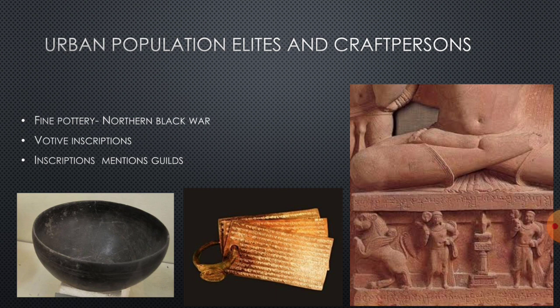Some inscriptions mention donations that were made by guilds or shrenis. You have already studied these guilds in class 10. These were like trade associations of craftspersons or merchants. They produced and procured raw material, regulated production, and were responsible for marketing the finished goods. The historians thus conclude that the craftspersons used a range of metals and iron tools in order to meet the growing demands of the urban population.